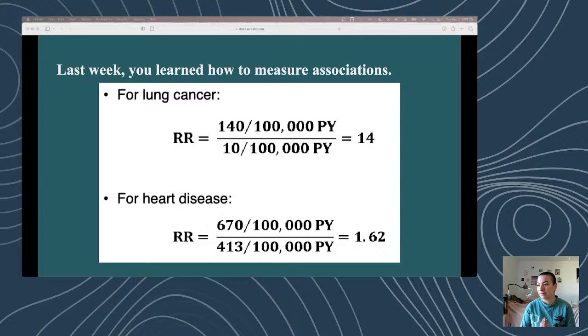Today we're talking about causal inference, and we're finally bringing back last week on Intro to Epidemiology. Last week you learned how to measure associations. You might remember this slide from heart disease affects more people, but the association between smoking and lung cancer is stronger. And you learned how to calculate this. You learned how to measure associations.